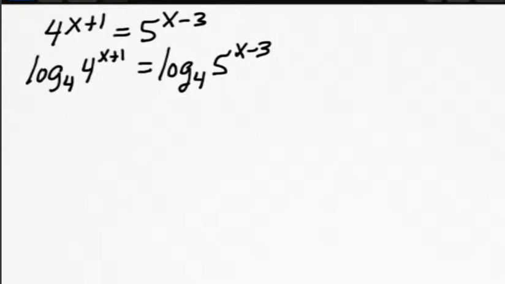Now, if you look at this right here, hopefully you'll recognize that these bases are the same. Log base 4 of 4 to the x plus 1 is just x plus 1. If you bring the x plus 1 out front, you can see that it would be x plus 1 times the quantity log base 4 of 4, and log base 4 of 4 is just 1. So this whole thing simplifies to just x plus 1.